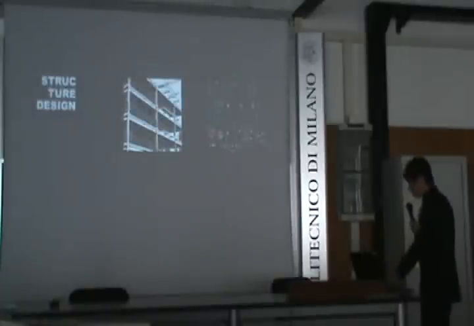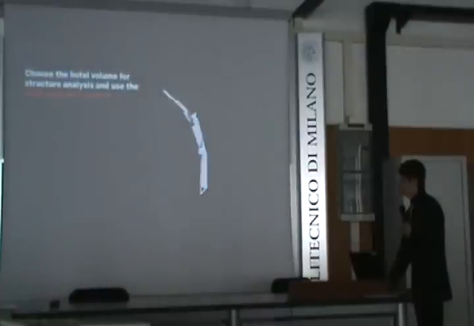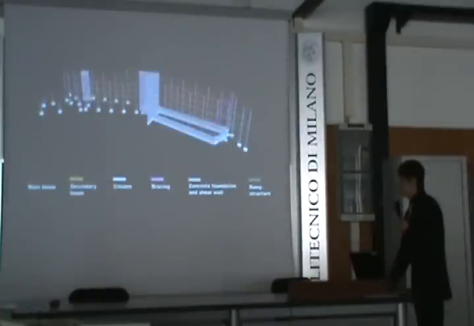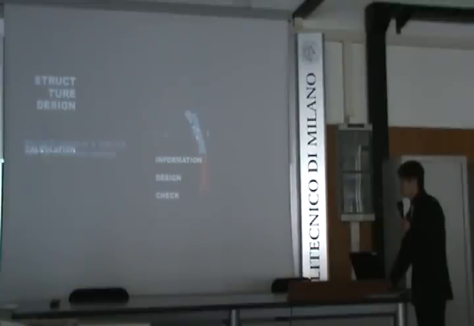In the structure design chapter, I will choose the hotel volume as the design example. For the whole building, I will use the steel structure system. According to the overlays, I will divide it into two parts and choose the red one. The red one is the guest room space, used for calculation.